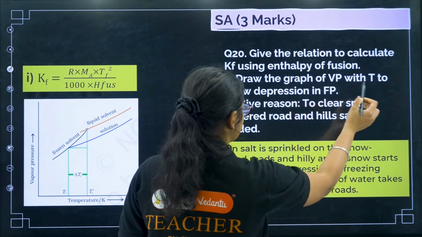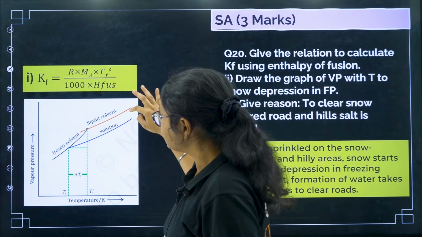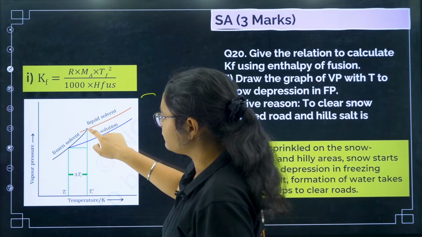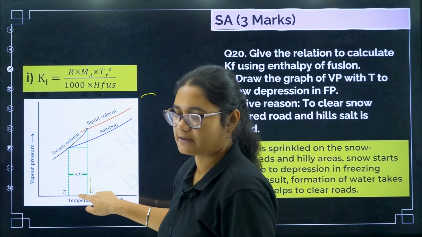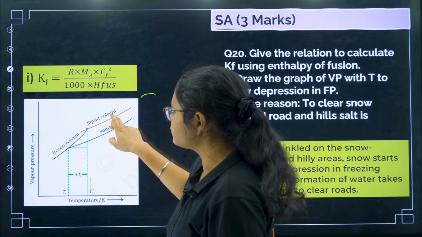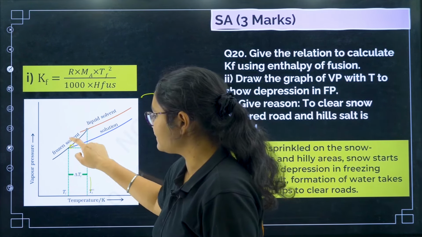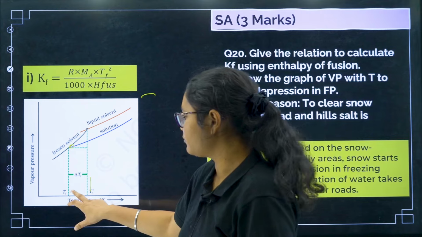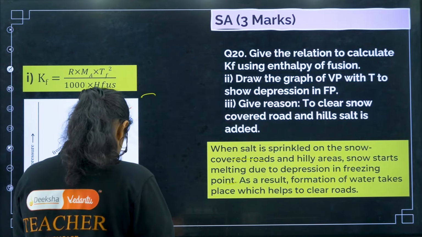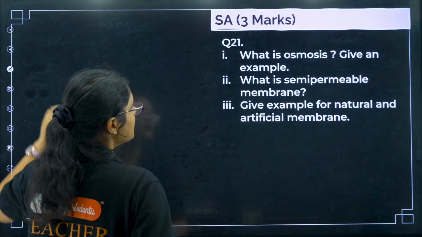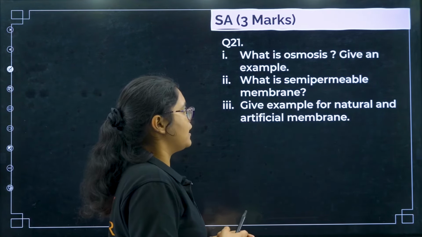Next, draw the graph of vapor pressure with temperature to show the depression in freezing point. Yes, you can see here. So this is liquid solvent and this is frozen solvent. When these two equalize or meet, at that time we have the freezing point. Now when you add a solute to this solvent, the vapor pressure of the solution will decrease. Now this one will reach here and then we will get a freezing point which is lesser than the original freezing point.